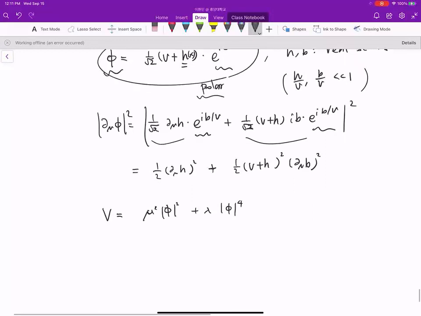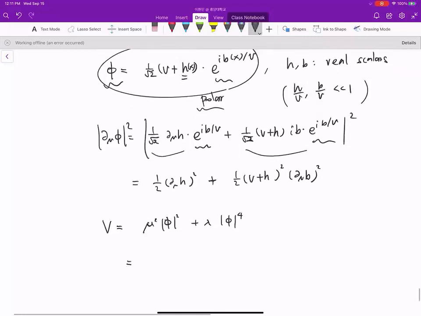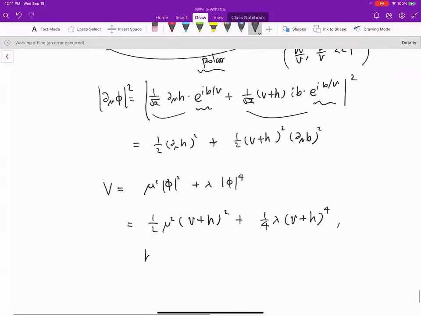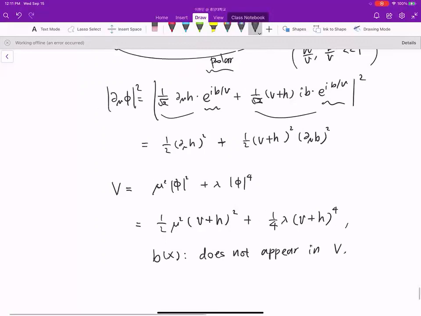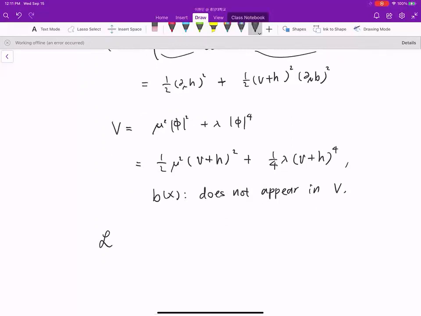And the potential was given by this expression, and if you put this ansatz back into the potential, then you will get this one. So there is no b field, this b field does not appear in V. So if you make a perturbation, then the effective Lagrangian will be, because we are interested in small perturbation, the kinetic term for the b field.